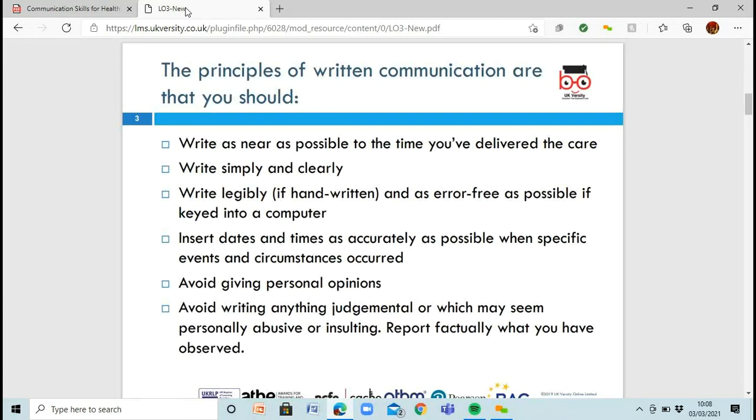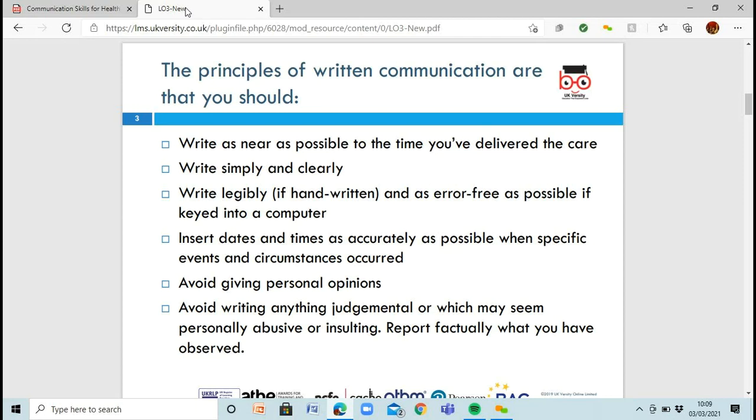There are principles that you should use when you're doing written communication. Make sure that you write as near as possible to the time you deliver your care. If you've just given somebody some medication or done a treatment for them, spend a couple of seconds and write it down as soon as possible. Don't walk away and see another patient and then think, oh, I should have done this, because you forget exactly what time it was and exactly what happened. Write simply and clearly.